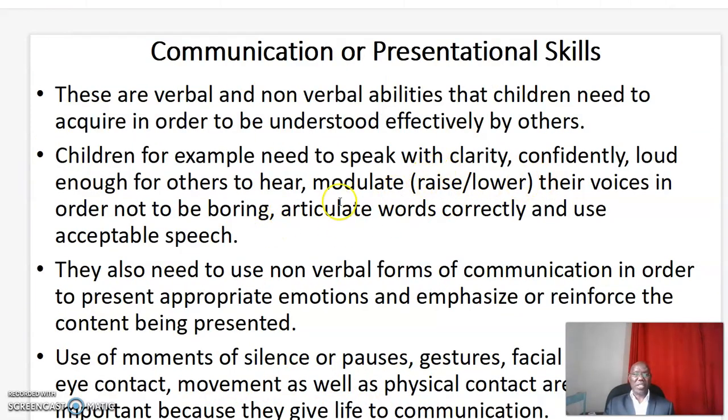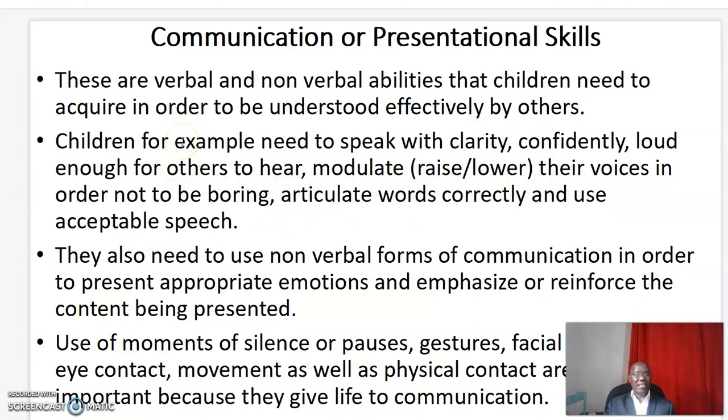Communication or presentation skills. These are verbal and nonverbal abilities that children need to acquire in order to understand effectively and to be understood effectively by others. Children, for example, need to speak with clarity, confidently, loud enough for others to hear, modulate, that is to raise or to lower their voices, in order not to be boring, articulate words correctly, and use acceptable speech.